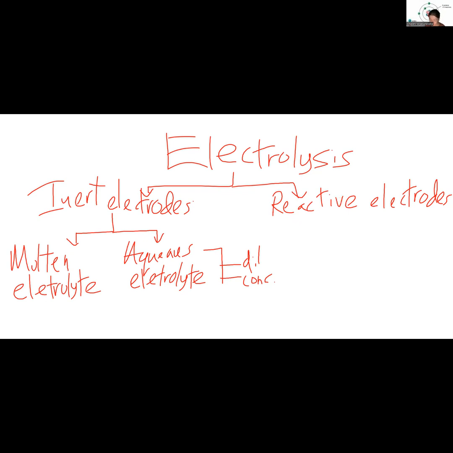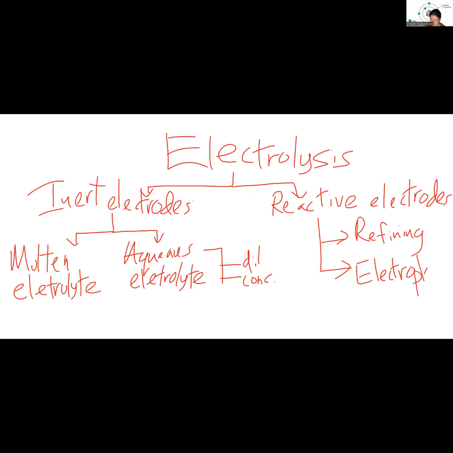In this case, we have two categories again. We studied this under your syllabus with two categories. One is refining the metal. The other one is electroplating. That's the breakdown of the story.